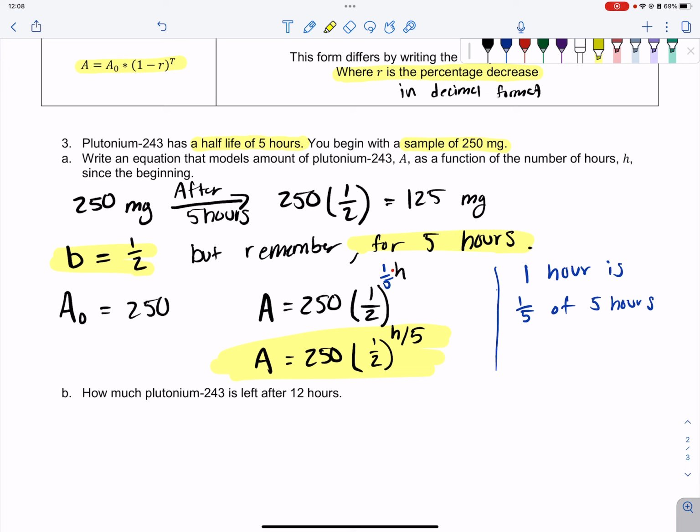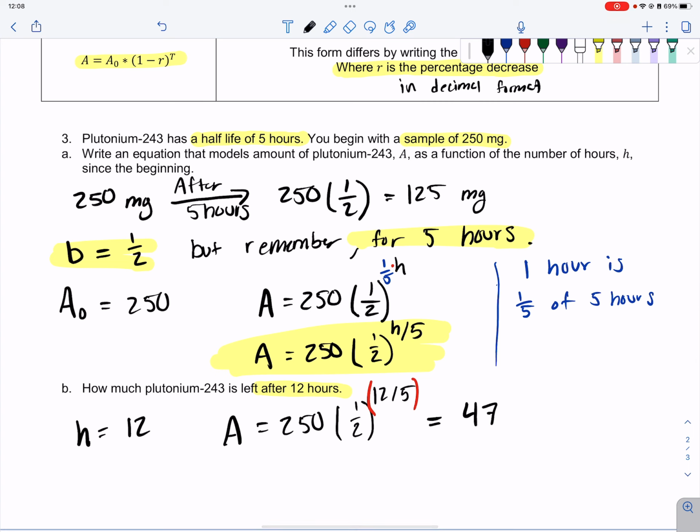So now, in our next one, we're asked how much plutonium-243 is left after 12 hours. Well, that means I need to replace h with 12. So I am going to get the equation A is equal to 250 times 1/2 to the 12 over 5. And now this we can evaluate in our calculators. Most of the time with your calculators, to get this to evaluate correctly, you are going to need to put parentheses around this exponent. Otherwise, it's not going to include all of that in the exponent. So now, when we put this in, you should get about 47.37 milligrams as our final answer.